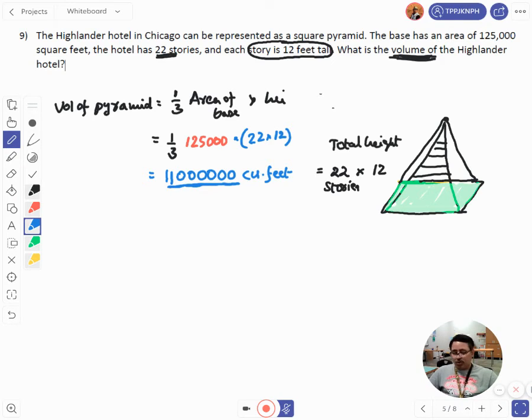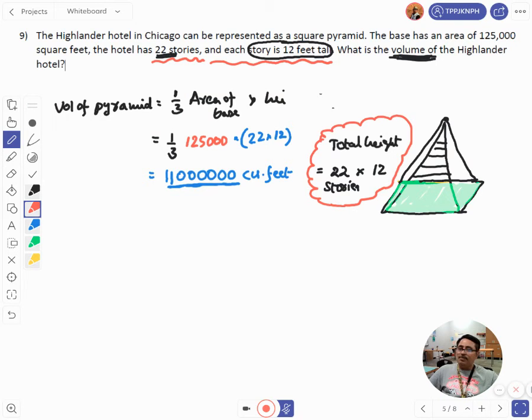Okay. So here the question seems to be harder, but it is not. The tricky part is finding the height of the hotel. There are 22 stories and each story is 12 feet. Therefore, to find the total height you have to multiply them.